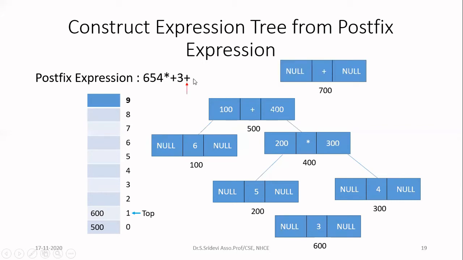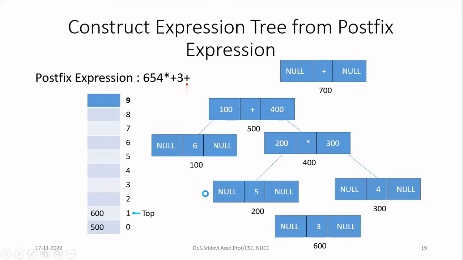Then I'm getting plus as the next symbol. It is an operator. First, I need to create a memory for this particular node. So the memory is allocated. After that, I need to pop two operands from the top of the stack. That is, 600 will be popped first.